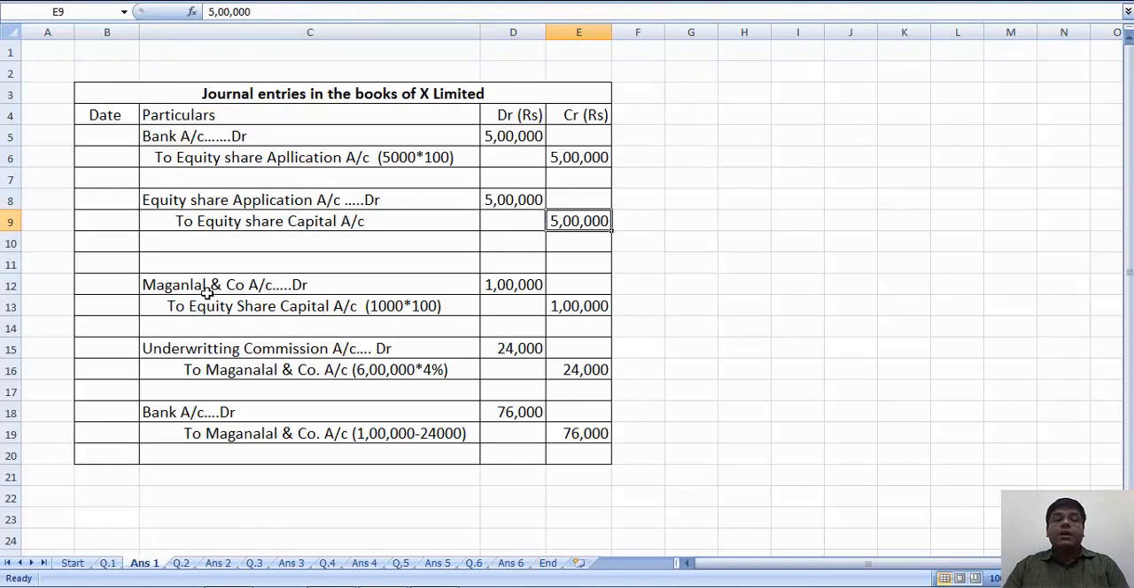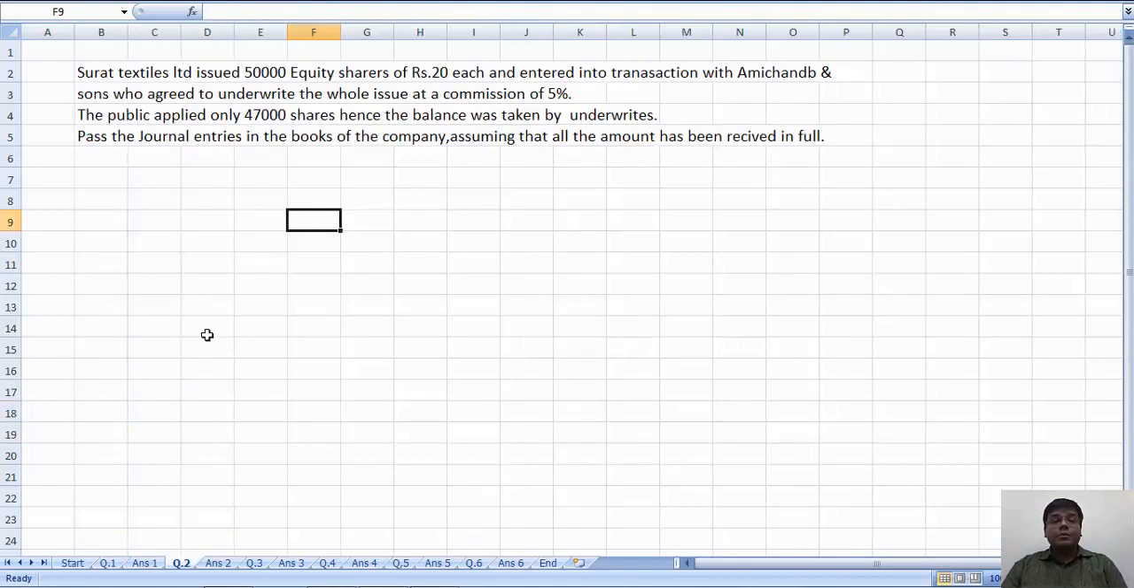Remaining 1,000 shares, that is Maganlal and Company account debit to equity share capital 1 lakh, that is 1,000 into 100. Commission is on entire subscription. So underwriting commission account debit to Maganlal and Company, that is on 6 lakhs, 6 lakhs into 4%, that is 24,000. Bank account debit to Maganlal and Company, that is 1 lakh minus 24,000, 76,000.